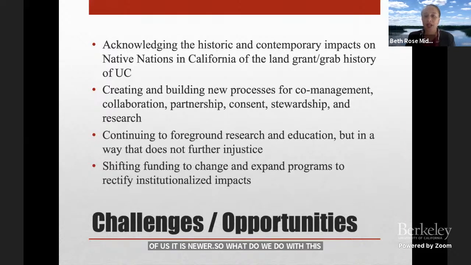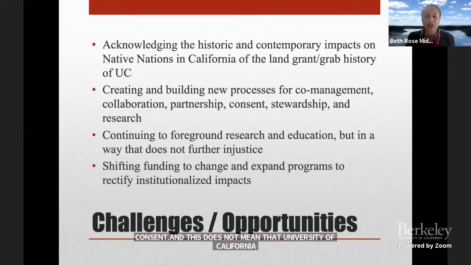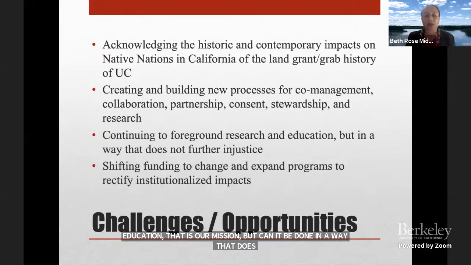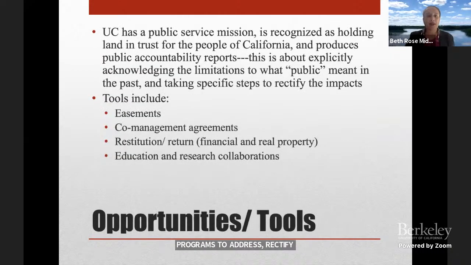How do we invest in creating and building new partnerships for co-management, collaboration, partnership, stewardship, and research with consent? And this doesn't mean that University of California does not continue to foreground research and education. That is our mission, but can it be done in a way that does not further injustices? And how do we shift funding and emphasis to expand programs to address, rectify institutionalized impacts of this land grab history? So I'll close with just noting that UC, University of California, has a public service mission.